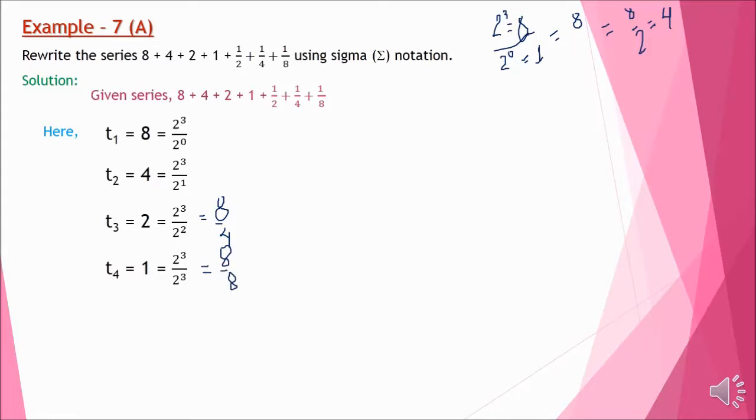So we are forming a trend, making some progression. We're clearing the hurdle, and we're going towards the nth term, isn't it? We are on T5 right now, and it is 2 to the power 3, which is 8, upon 2 to the power 4, which is 16. That means it is 1 by 2. Now similarly, T6 is 1 by 4, which is 2 to the power 3 upon 2 to the power 5. Now 2 to the power 3 is 8 and 2 to the power 5 is 32, which means it is 1 by 4.